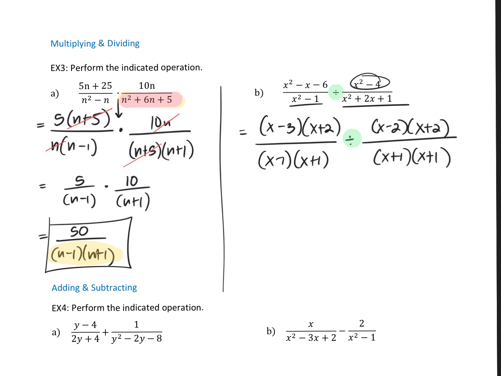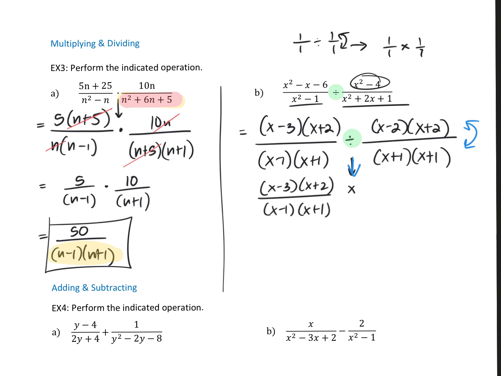Okay, we factored everything, but it's division. Now, if you remember, when we're working with two fractions and they're being divided, we can simplify it by keeping the first fraction, and then we'll change the sign to multiplication, but we have to flip the other fraction. So we can change this sign to multiplication, but that means that this fraction has to be flipped. So let's go ahead and do that. X minus 3 times x plus 2 divided by x minus 1 times x plus 1, divided by x plus 1 times x plus 1.